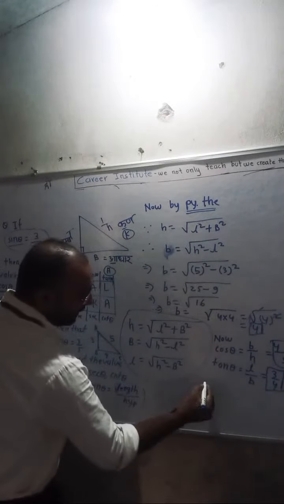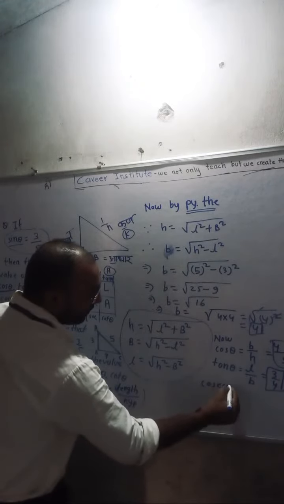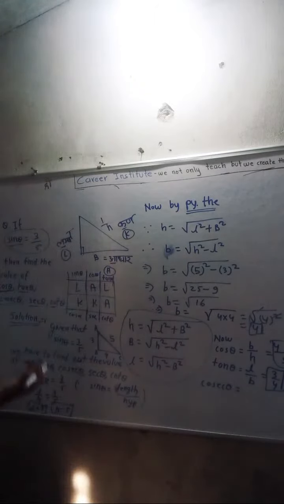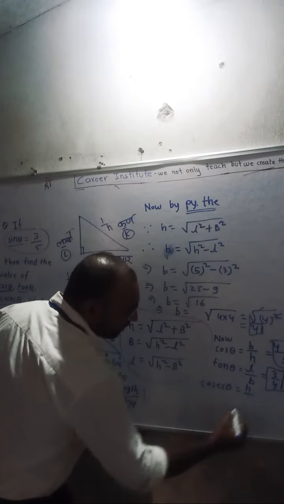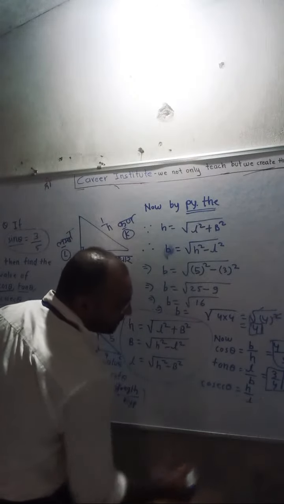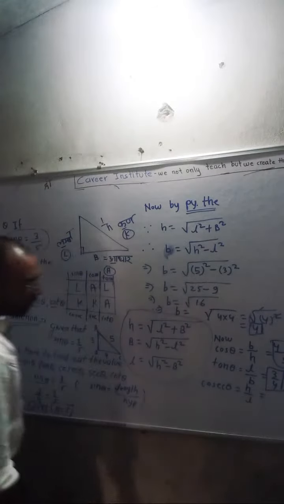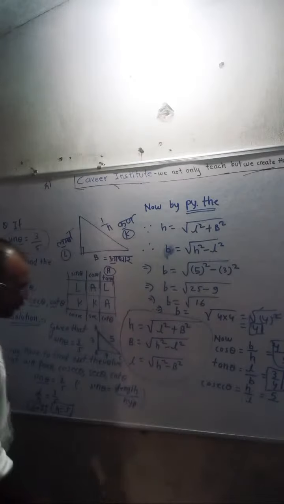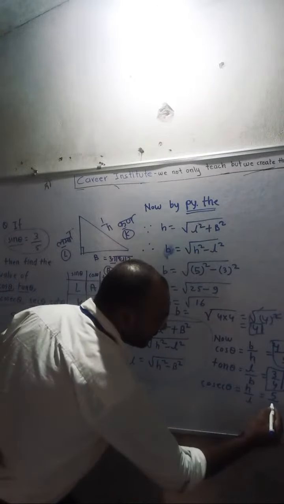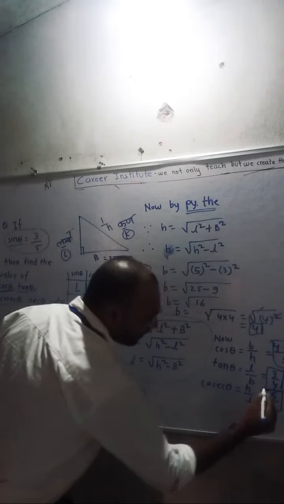Sin, cos, tan, then cosec. So cosec theta is equals to what? Cosec theta is the opposite of sin theta. So cosec theta is equals to Current bate lump. In English, current means hypotenuse divided by lump means length. So what's the value of hypotenuse here? 5. Divided by length is equals to 3. So 5 by 3 is the value of cosec theta.